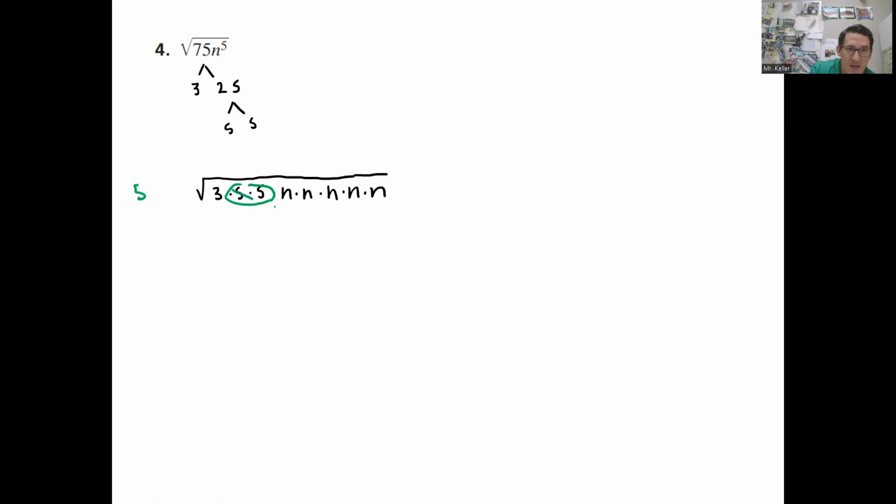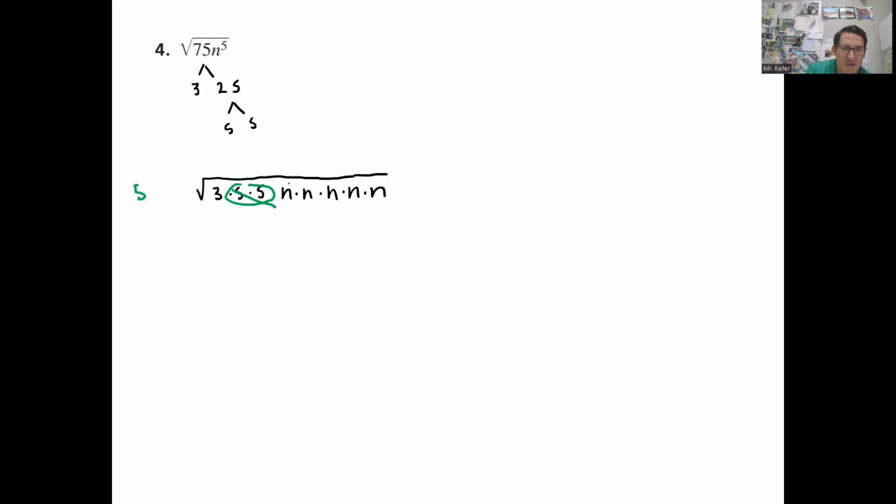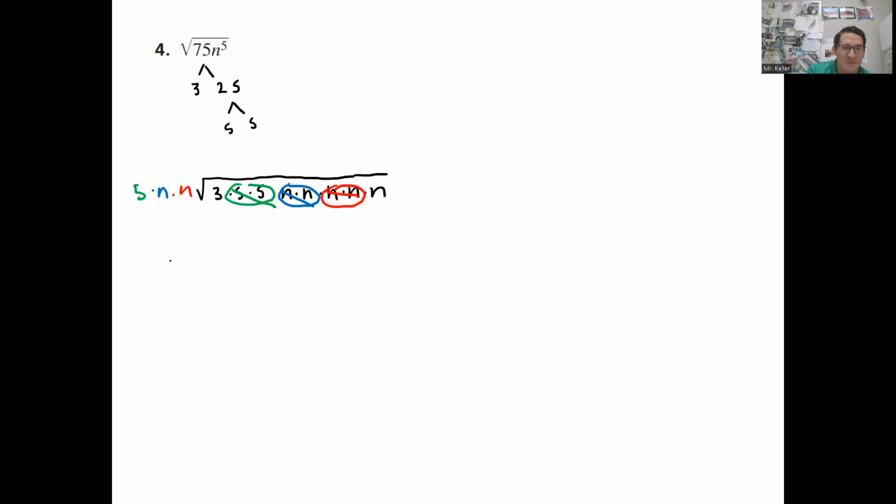One on the outside. I have a pair of n's, one on the outside, and another pair of n's. Another pair, I'm going to put one on the outside. No more pairs, so I'm going to rewrite this. So 5 times n, that's going to be 5n squared, square root, and I still have a 3n on the inside, so 3n. There we go.